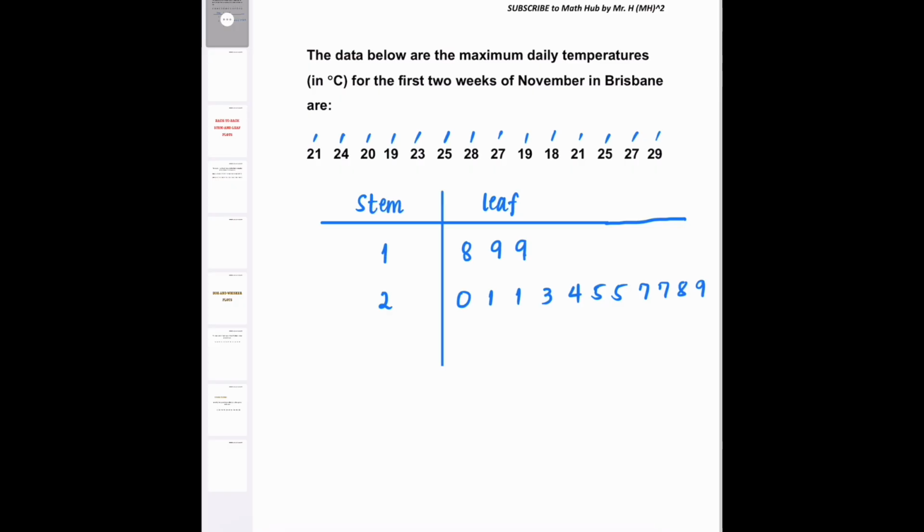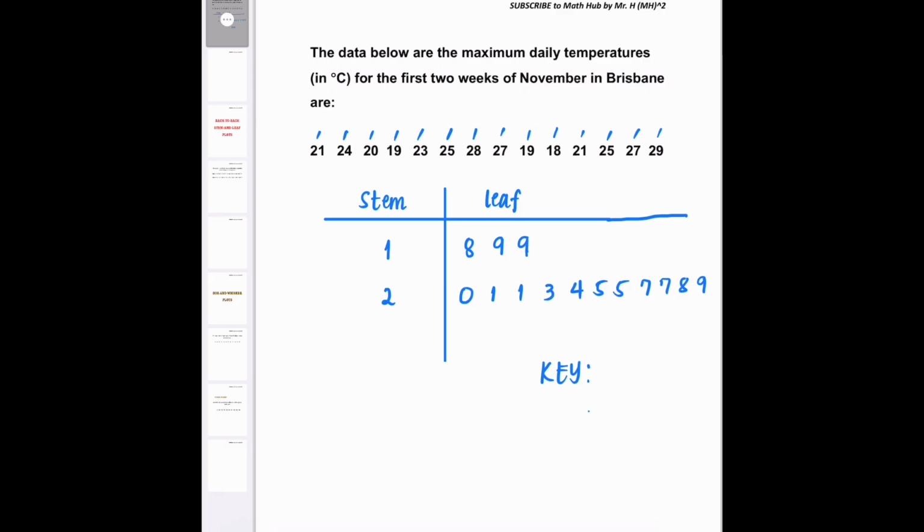After filling in the table, the one important thing you need to include in drawing the stem and leaf plot is the key. The key is a guide for the person who will be reading your stem and leaf plot, so they can interpret the numbers from the plot that you drew. You can pick any. Pick 2 and 0. You can say that this one means 20, or 20 degrees Celsius.